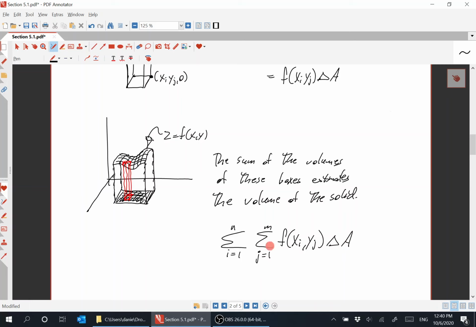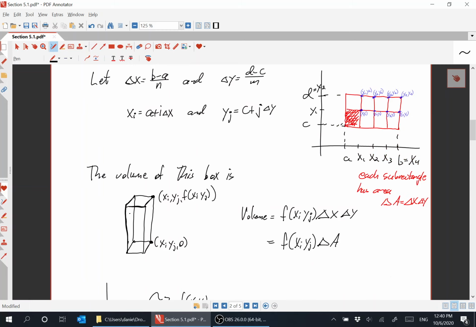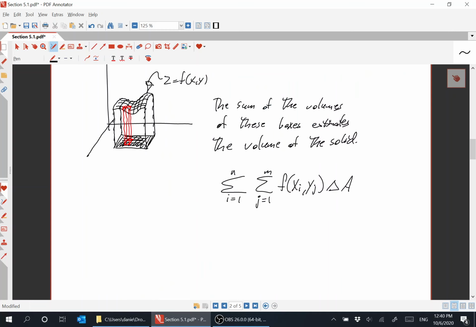So we write it as a double sum. It's the sum over two different indices. The sum i equals 1 to n, j equals 1 to m. Right, so the sum over all these points here. I goes from 1 to 4, j goes from 1 to 2. So it's the sum of the volumes of those boxes. And then the estimate gets better as delta y and delta x go to 0. Gets better and better as delta x and delta y both go to 0.